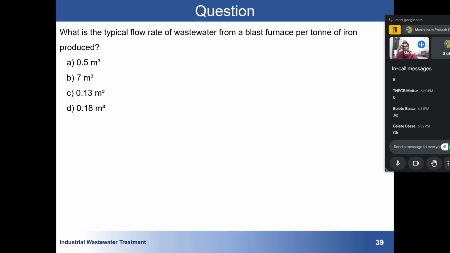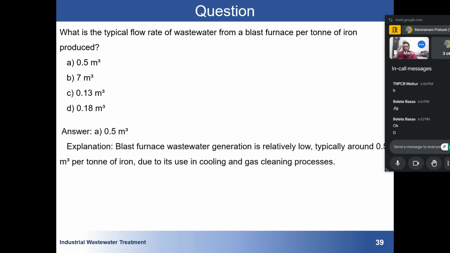What is the typical flow rate from a blast furnace per ton of iron produced? So this question is just for knowledge. No one will ask you this in the exam. Okay, now the correct answer is 0.5 meter cube. Blast furnaces generate relatively low flow, typically around 0.5 meter cube per ton, due to the use of cooling gas and cleaning processes.